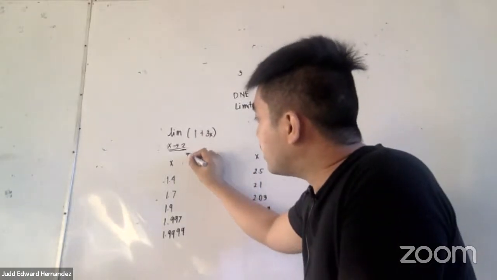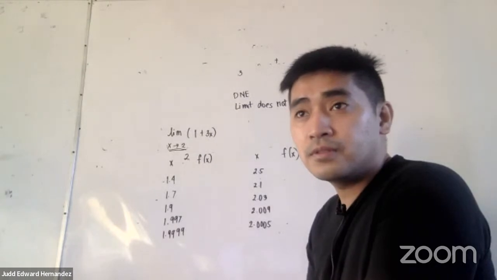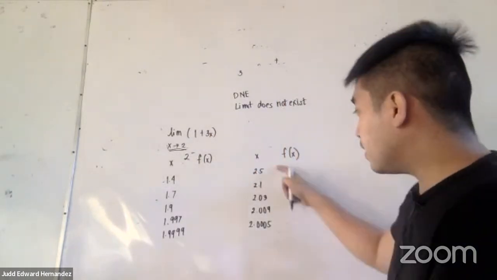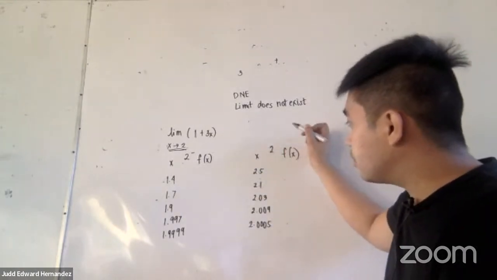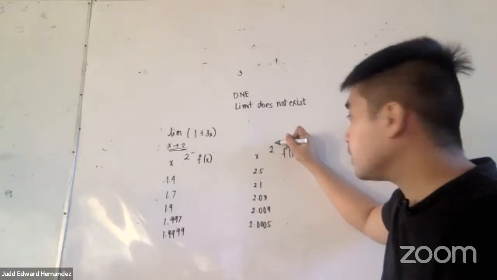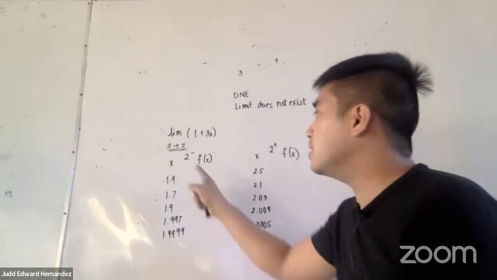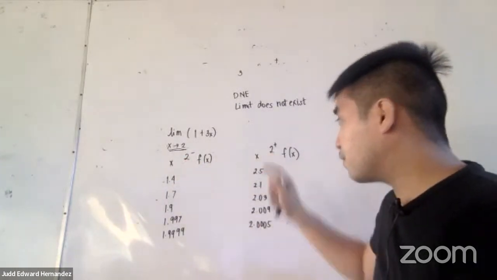Therefore, masasabi natin that this is 2 raised to what? Negative. Okay. And these are values greater than 2. Therefore, these are 2 raised to? Positive. So, pag binabasa natin siya, these are 2 from the left, 2 from the right.